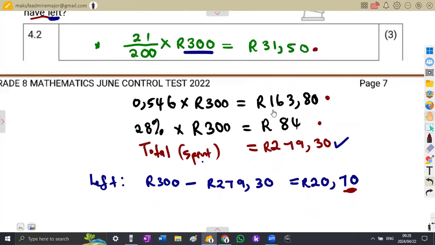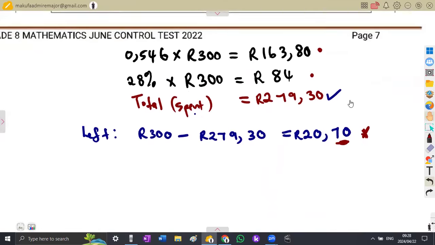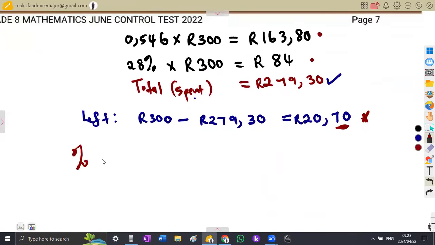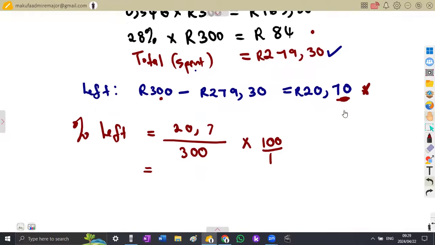So remember, after calculating what he is left with, we calculate the percentage. So how do I calculate the percentage? The percentage left is equal to the money that is left. He is left with 20,70 over what he had before. He had 300 in the first place. So what is left over what he had originally, times what? 100 over 1. Remember, to find a percentage, you always multiply by 100 over 1.